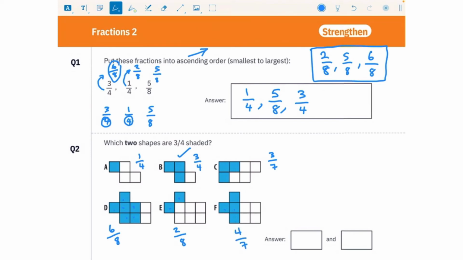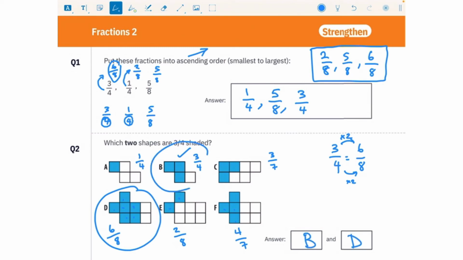So of those, we know that 3/4 is fine. And we know that 3/4 is equivalent to 6 over 8 because we've times the top by 2 and we've times the bottom by 2. So B is the other acceptable answer there. So B and D would be our correct answers.